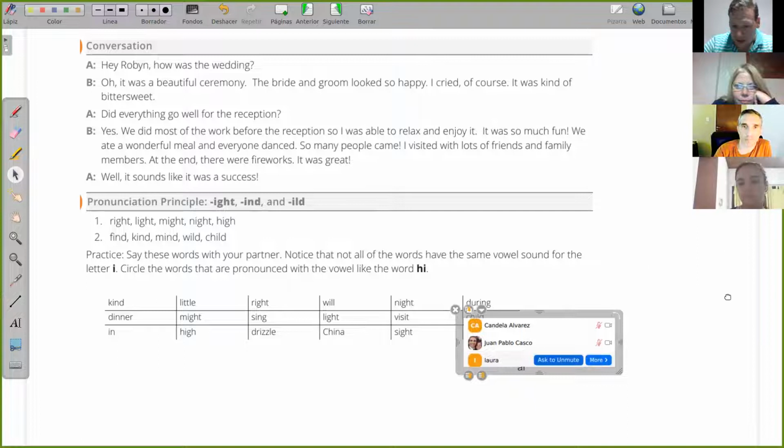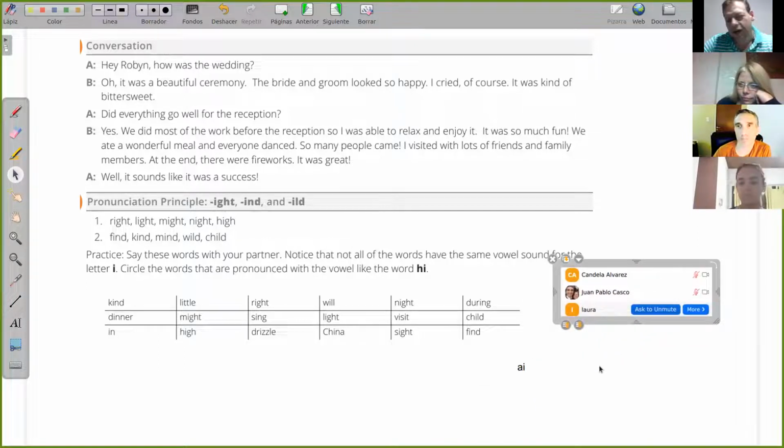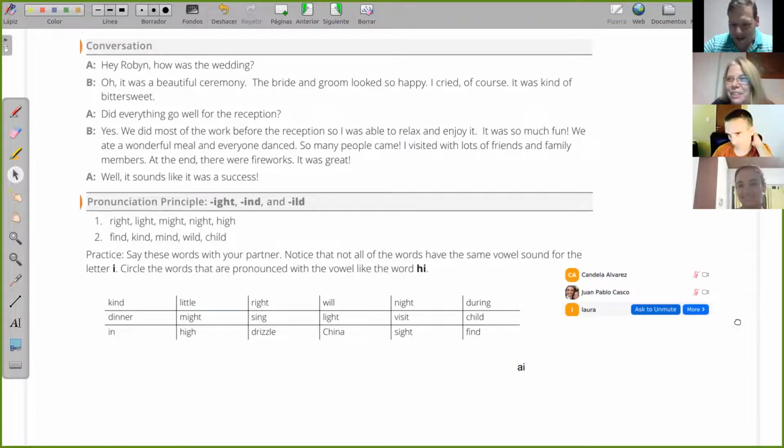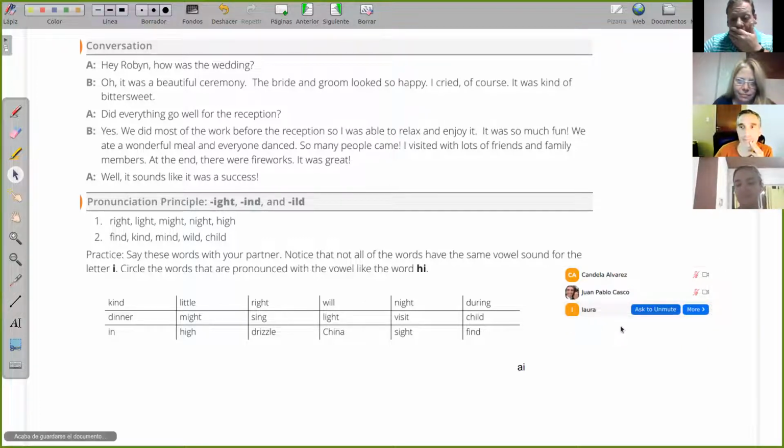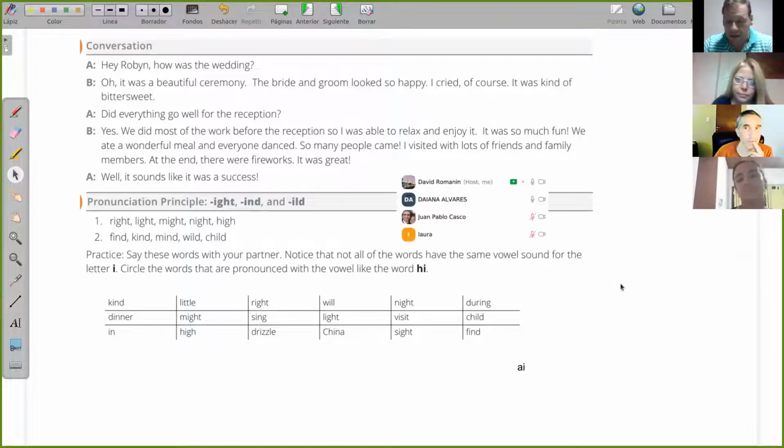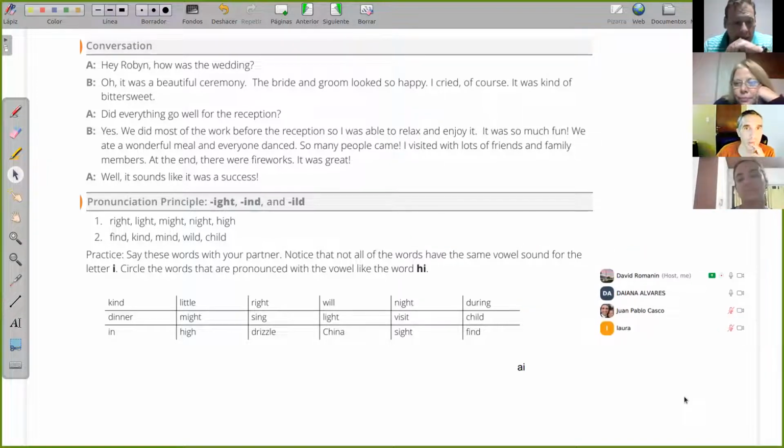A spoon. Candela? No, you're not Candela. No, no, no, no. Cambio. You're not Candela. Come on. Mariela. Okay, let's do this. Okay. Like this. Okay. Now, Juan and Laura, can you be A? Can you be B? Okay. So we read it like this.